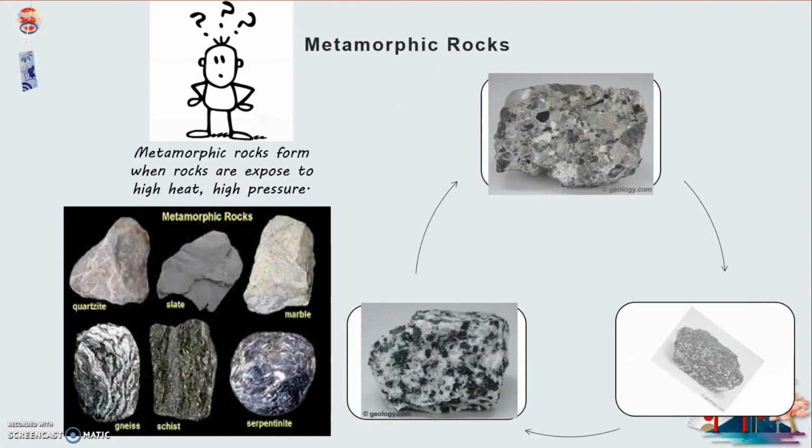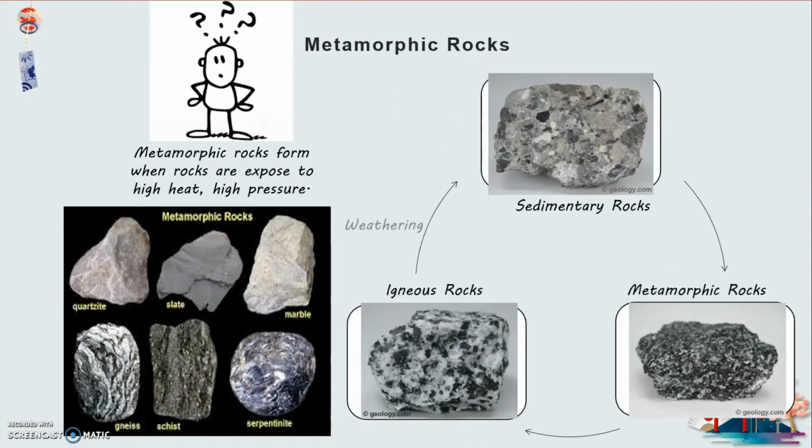As you can see, there is a cycle right here. From sedimentary rocks to form metamorphic rocks, you need to undergo the process called heat and pressures. And for metamorphic rocks to become igneous rock, you need to undergo the melting lava process. And lastly, for igneous rock to form sedimentary rocks is due to weathering.